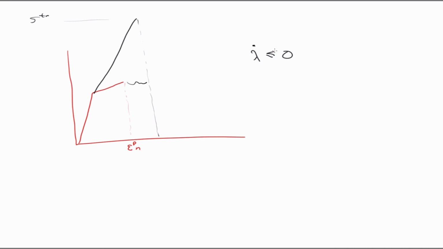But for this problem, once you go plastic, you're always going to be plastic because you're monotonically loading it. Can you draw something? Let's say this is epsilon P, and then from here, the next stress, the trial stress, would be like here.